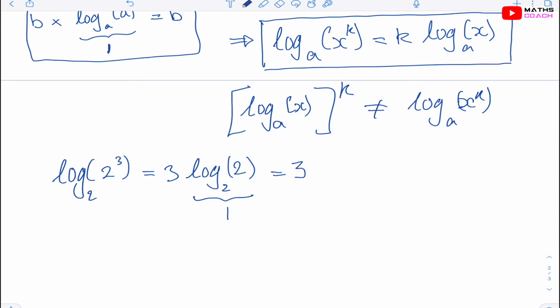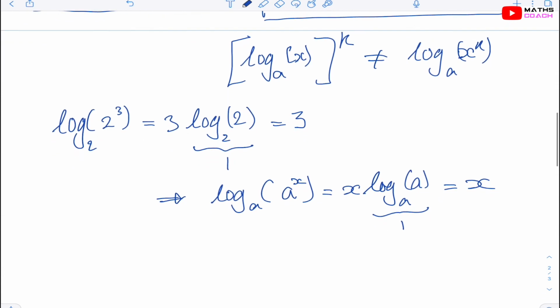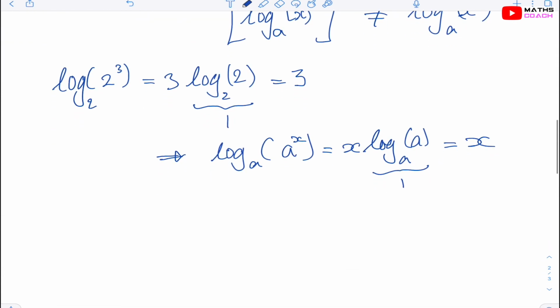So this essentially tells us that if we have log of a to the power x to base a, that's the same as x times the log of a to base a, and given that log of a to base a is 1, we'll just get the x back. Now, this rule is very important because it helps us to solve equations in logarithms. So let's look at an equation, 2 to the power x equals 64. Now the x here, the unknown, is the actual power itself.